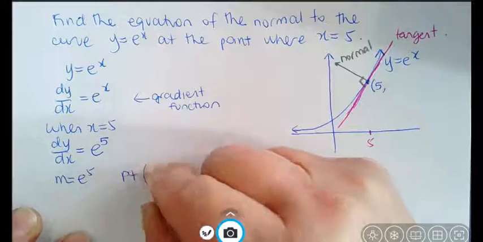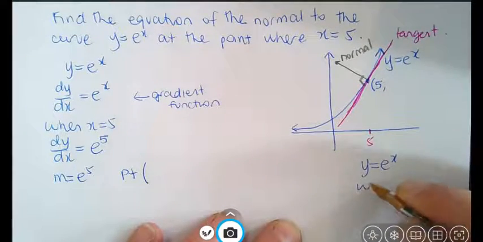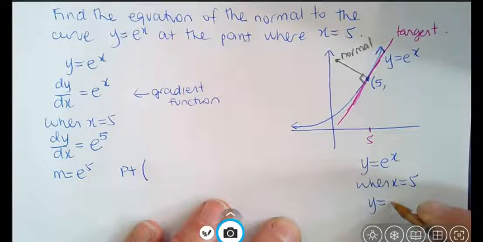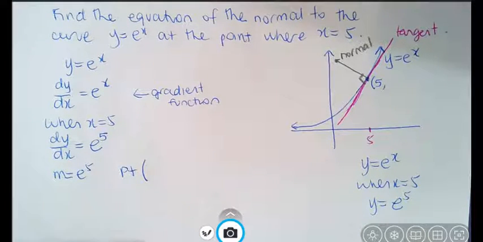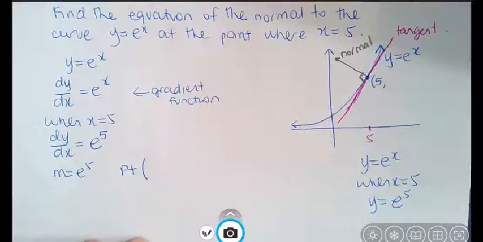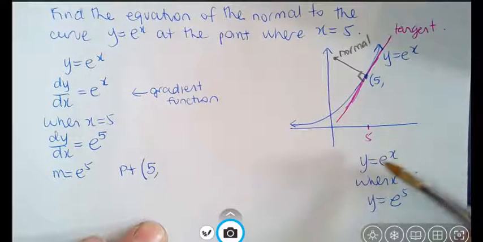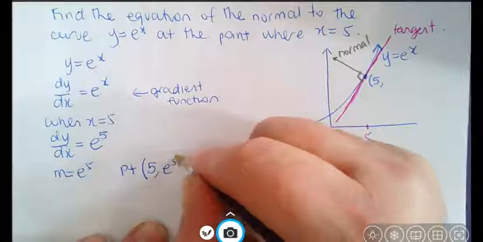What's my point? So here's my function, y equals e to the x. When x is 5, what's y? I know it's a bit weird. e to the 5. It's the same, the gradient and the y value. So what's your point? Its x value is 5. When x is 5, what's y? I know, it's a bit weird.